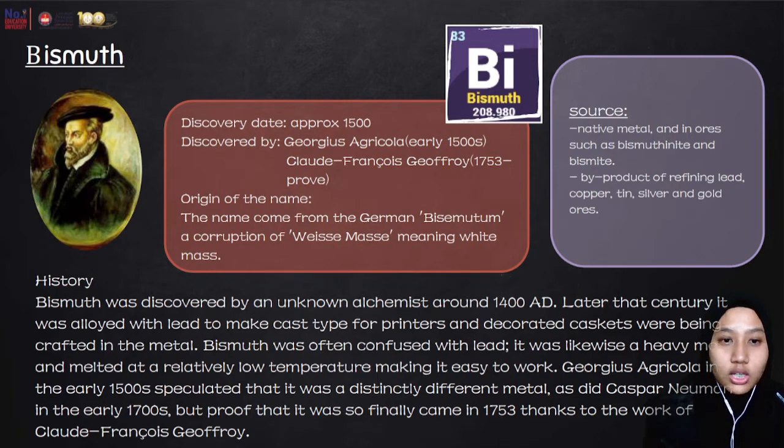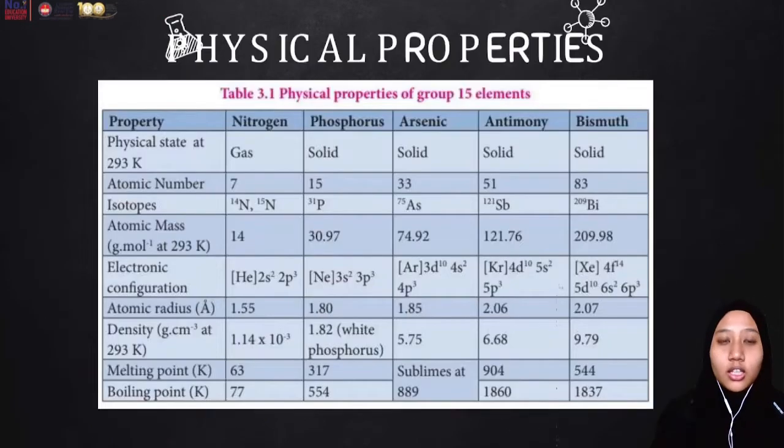Georgius Agricola, in the early 1500s, speculated that it was a distinctly different metal, as did Caspar Neumann in the early 1700s, but it was finally proved so in 1753 thanks to the work of Claude François Geoffroy. Now, we go to the physical properties of Group 15 elements.